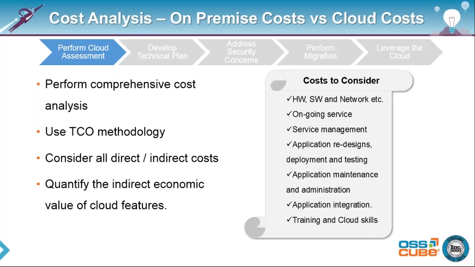So of course the hardware, software, network, that is the one that we always consider. But what about the ongoing services? What about the management cost? Application redesign. If you are moving to the cloud, you may need to redesign your application. You will need to deploy the application. You need testing. Application maintenance and administration. Application integration, training and cloud skills. So all these factors we need to consider when doing a cost analysis and then check whether it will be beneficial or we might think of other alternatives.